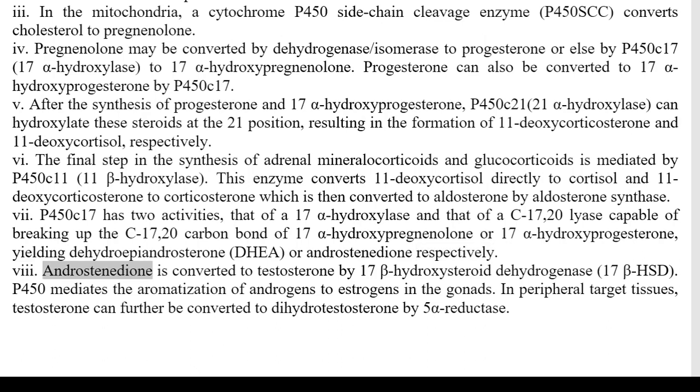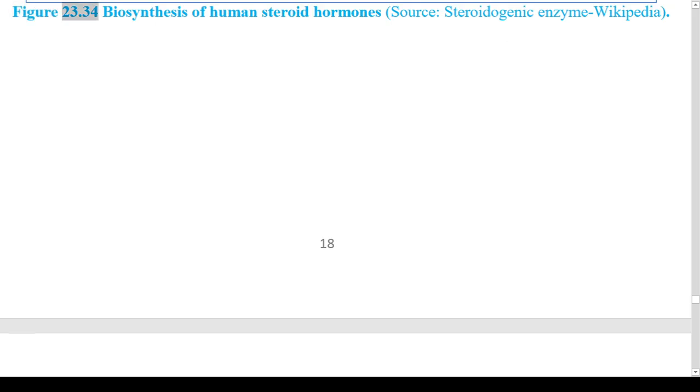8. Androstenedione is converted to testosterone by 17-beta-hydroxysteroid dehydrogenase, 17-beta-HSD. P450 mediates the aromatization of androgens to estrogens in the gonads. In peripheral target tissues, testosterone can further be converted to dihydrotestosterone by 5-alpha reductase. Figure 23.34 Biosynthesis of human steroid hormones.